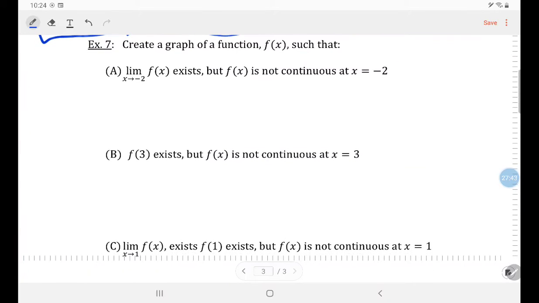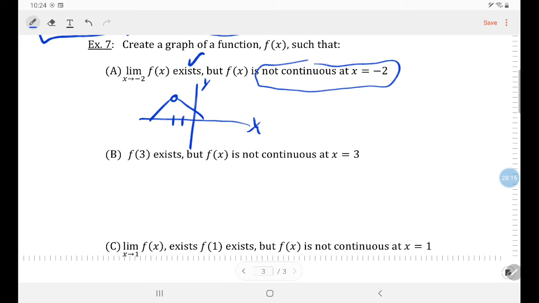Okay, last problems. Take a look at the criteria if you want. If you want to pause the video and try to draw some on your own, you can. I'll just go through some options you could do. Criteria A, I've given you that the limit at negative 2 exists. So here's negative 2. I'm going to put a hole here. Left side, right side are both the same. There's my y and my x-axis. So that definitely satisfies the limit existing, but it is not continuous.